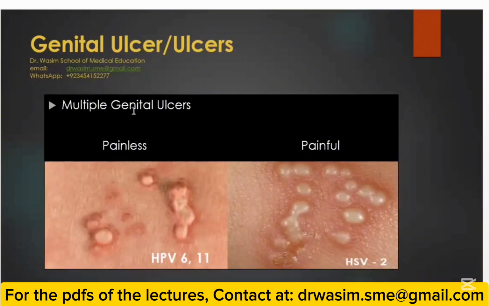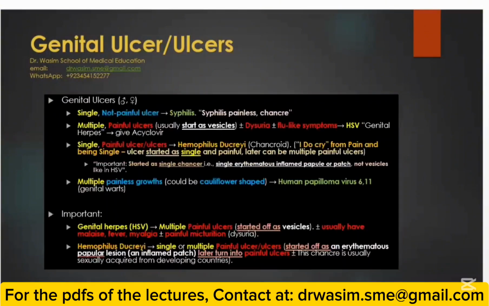If the multiple genital ulcers are painless, then this is because of human papilloma virus 6 and 11. If the multiple genital ulcers are painful, then this is because of HSV2. So let's summarize all these in this slide. Genital ulcers in male and female: if it is single and a painless ulcer, then this is syphilis.